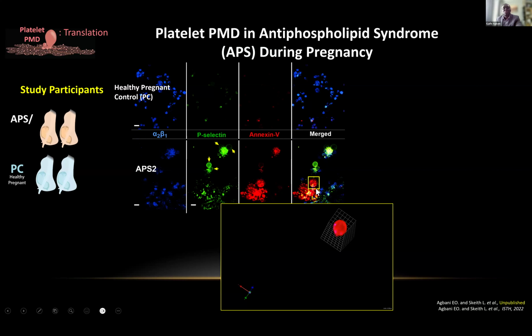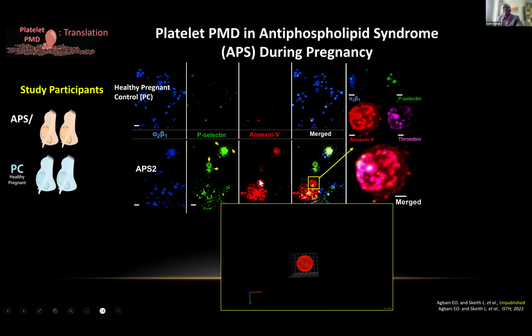And here I try to zoom in on one of the ballooned platelets. This is what it looks like. In XY, we see the thrombin there. If I draw your attention to the 3D reconstruction, the movie here, the spatial distribution of thrombin, you can see, is right on the membrane of the platelets of APS patients.